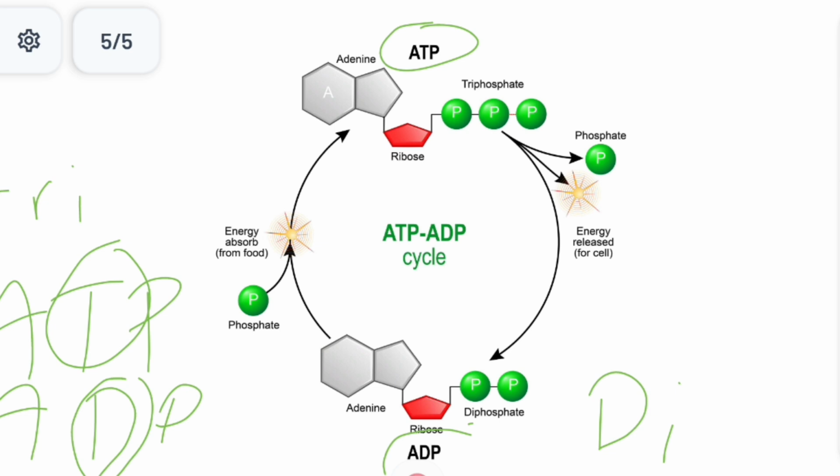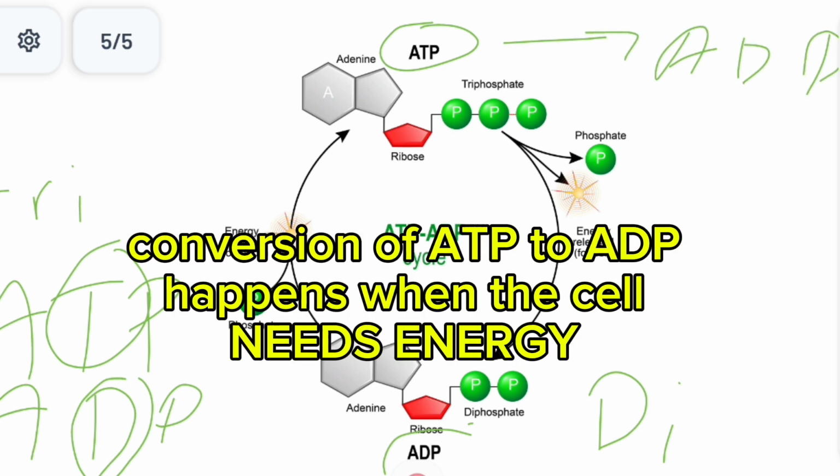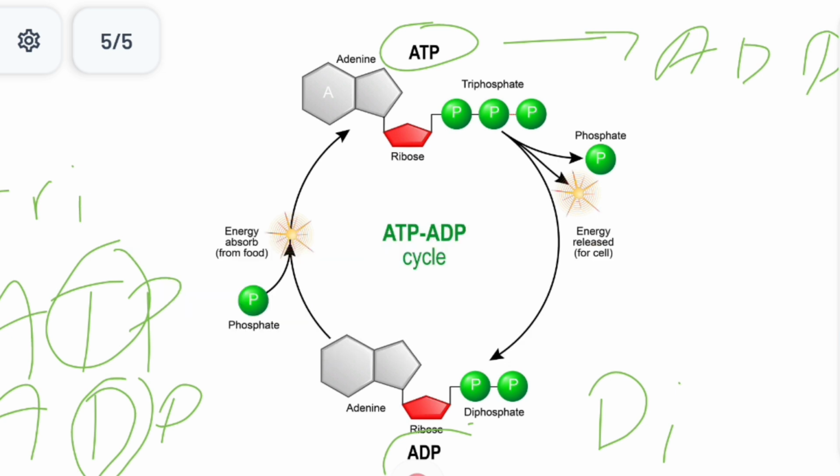This cycle is a key part of how cells store and release energy. So how does ATP to ADP happen? ATP to ADP happens when a cell needs energy. The ATP here has three phosphate groups. The ATP breaks down into ADP when it releases the energy that the cells can use.